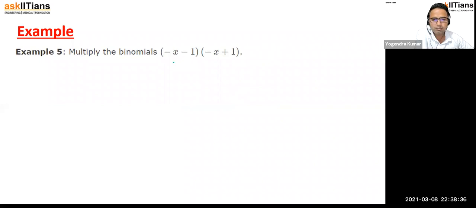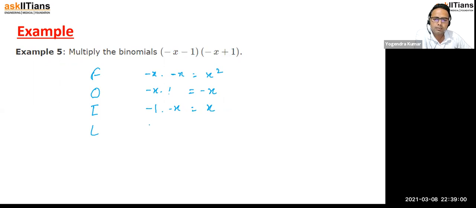Okay, pretty simple question. What will it be? F will be what, guys? Minus x square. What will be O? Outers will be minus x into 1, which is what? Minus x. I will be what? Inner. So minus 1 into minus x, which is what? Plus x. L will be what? Last, which is what? Minus 1 into 1, which is minus 1. So finally add all.